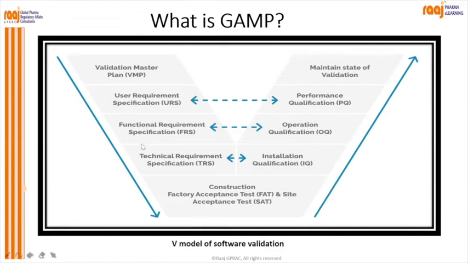Am I right? Any equipment or machine which has a computerized system has to be validated. During validation, this V model is implemented, which starts from your validation master plan, URS, FRS, TRS, FAT and SAT. And when it goes to site, IQ, OQ, PQ, and then you have to maintain all the records.